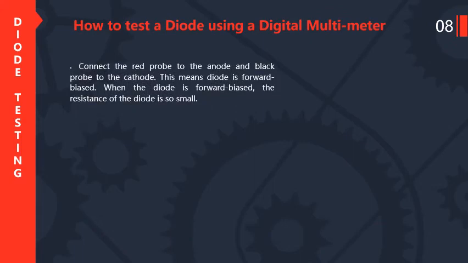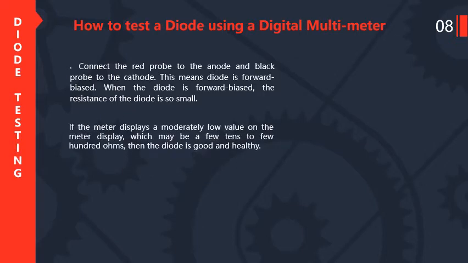Connect the red probe to the anode and black probe to the cathode. This means the diode is forward biased. When the diode is forward biased, the resistance of the diode is very small. If the meter displays a moderately low value, which may be a few tens to a few hundred ohms, then the diode is good and healthy.